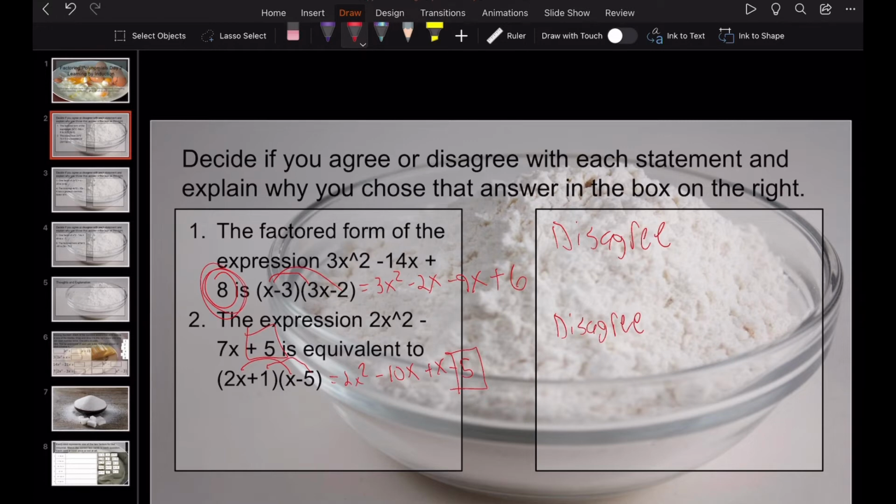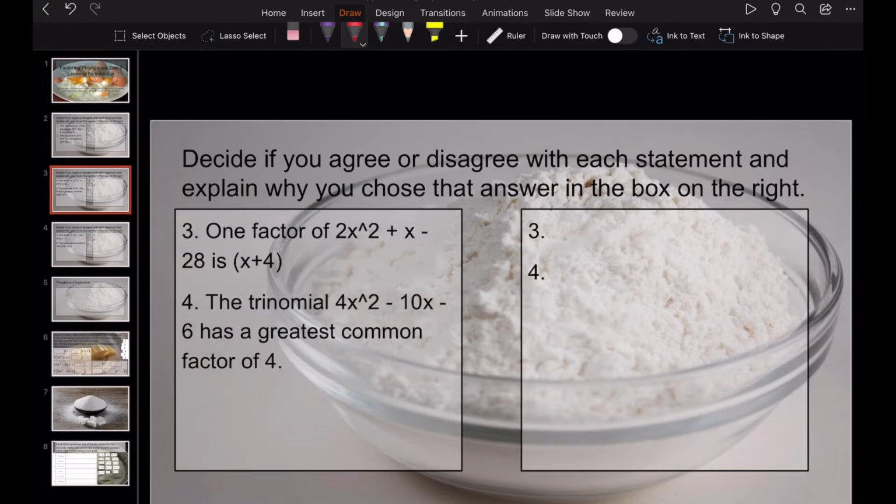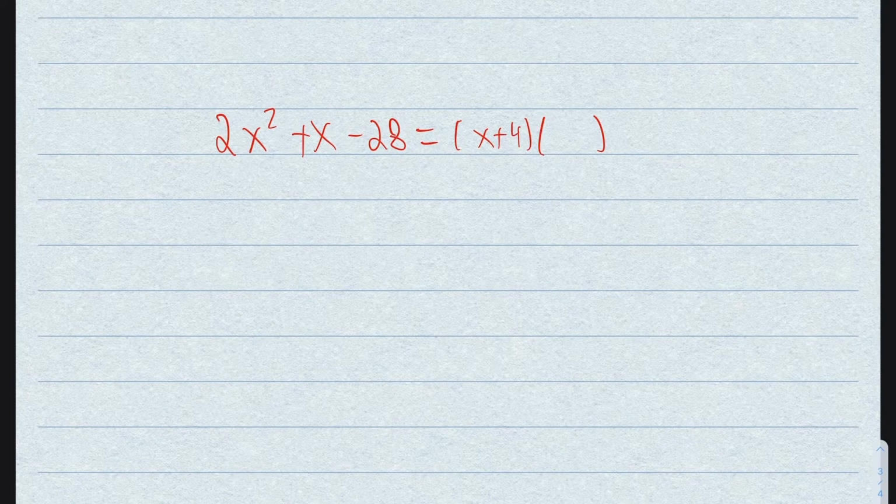What I'm explaining is what you would have typed along with your disagree statement or agree statement. One of the factors of that polynomial is x plus 4. If this is one of the factors, then that means that it's going to multiply something else to make this starting thing. Let me quickly show you why we're going to divide to find our answer.